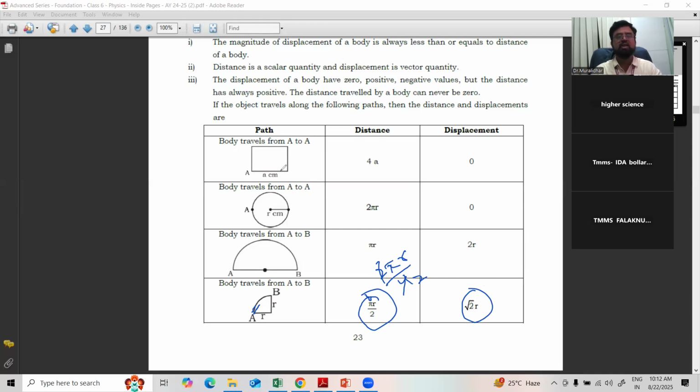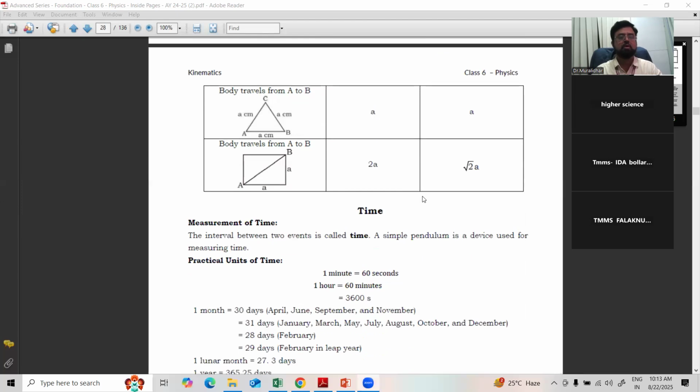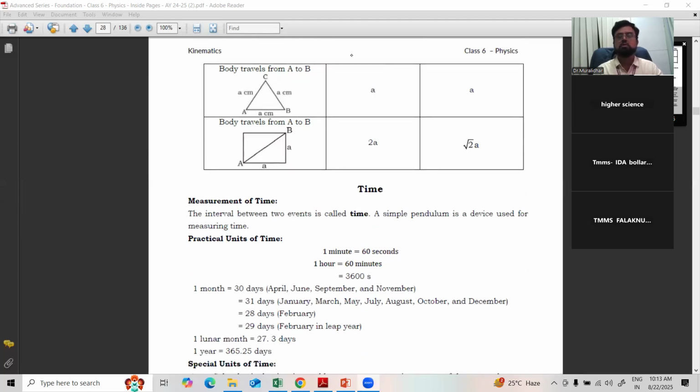Like that, for any shape given, we can find them. Here, a body travels from A to B. There are two ways. The shortest path is the displacement, A. And this path, again A to B, is 2A. It may be given wrongly, so correct it in your textbook also. Because A plus A is 2A.